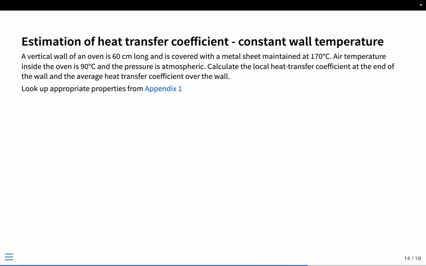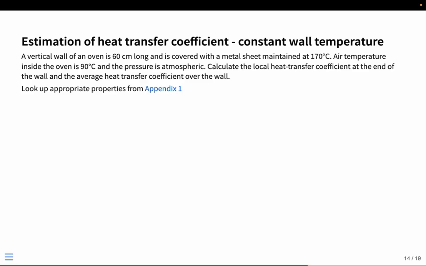So we'll solve some problems. These are straightforward problems, but I just want to demonstrate some tools so that you don't have to manually do all of this again and again. So let's say you have a vertical wall of an oven which is 60 centimeter long and is covered with a metal sheet maintained at 170 degrees Celsius. Air temperature inside the oven is 90 Celsius and pressure is atmospheric. Calculate the local heat transfer coefficient at the end of the wall and the average heat transfer coefficient over the entire surface of the wall.